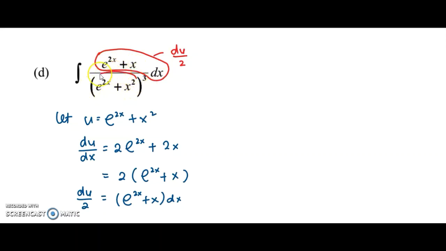And e power of 2x plus x squared, we already set it to become the u. So now you can see that my whole question can become all in terms of u and du. This becomes du, so I write down the du at the end. And the 1 over 2, I'm not going to write as du over 2. I will bring the 1 over 2 out of the integral as a coefficient. And this e power of 2x plus x squared, we have set to become u, so it becomes 1 over u cubed. Don't forget, this is 1 over e^(2x plus x squared) to the power of 3. So when we write it in terms of u, it becomes 1 over u cubed.